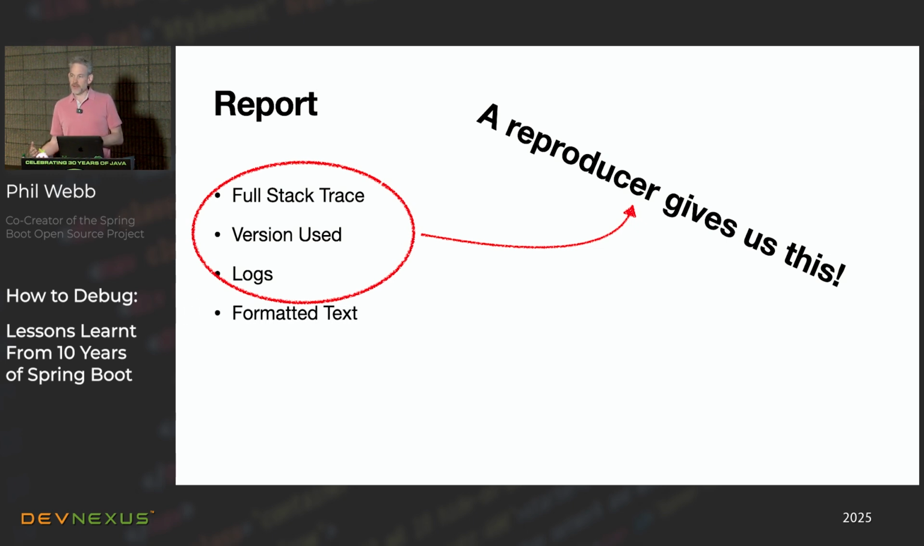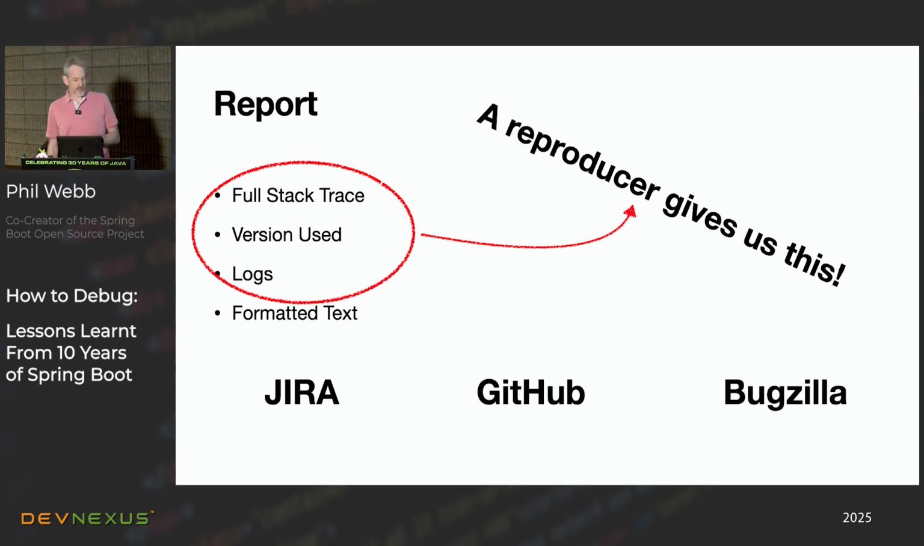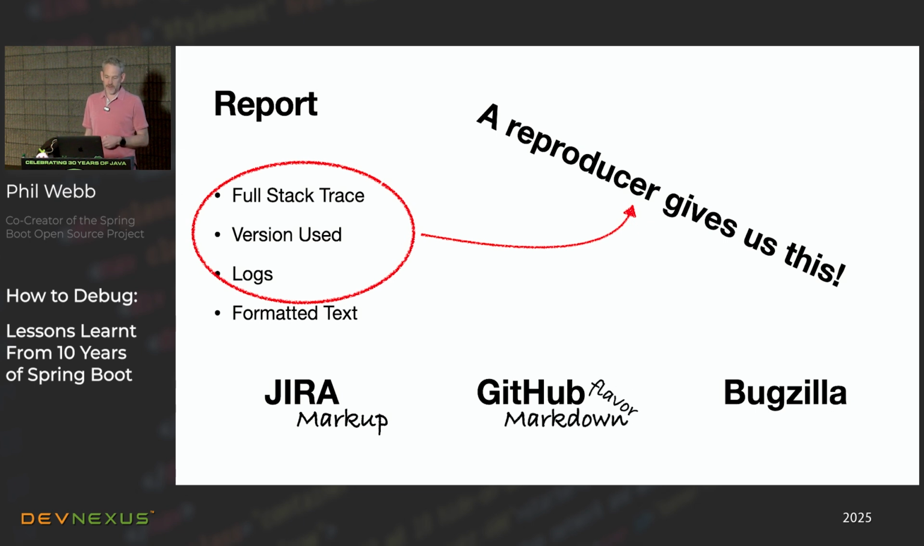The other recommendation I have is learn how to format your text on your issue reports. So if you're using one of the kind of big three issue trackers, Jira supports something called Jira Markup. GitHub has got GitHub Flavored Markdown, and Bugzilla has got like a plugin system, so it depends on which instance you use as to what you can support.